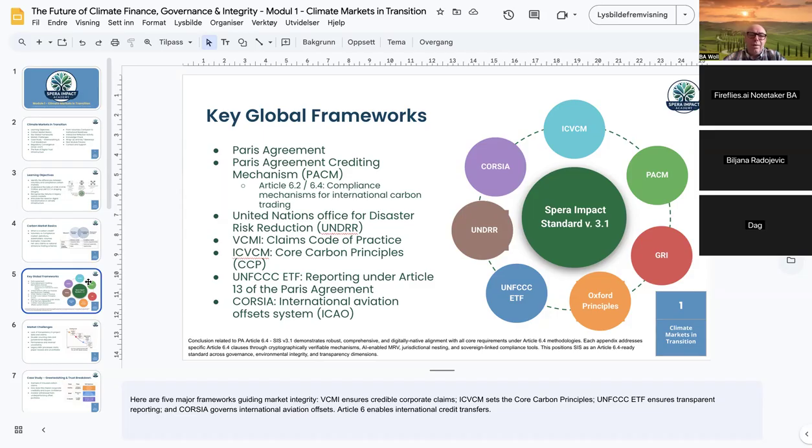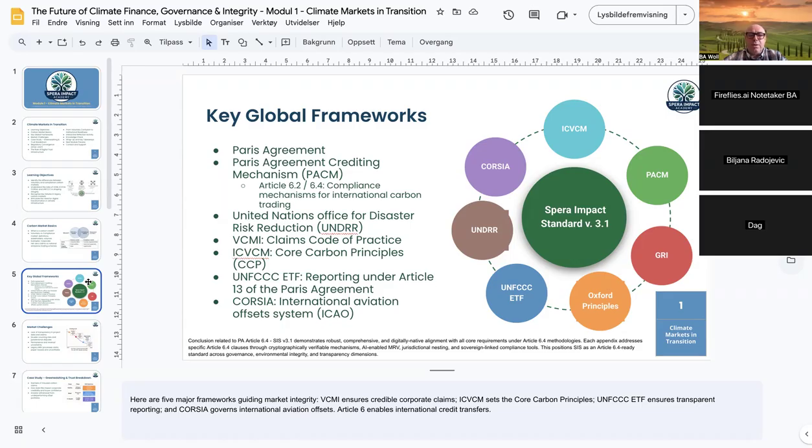One of the other key frameworks that we have implemented is the United Nations Office for Disaster Risk Reduction. They have some CRM tools, some risk management tools that we have built into the standard to make sure that if something should happen which has a risk for the project and the carbon credits, we have implemented tools that reduce or mitigate the risk.